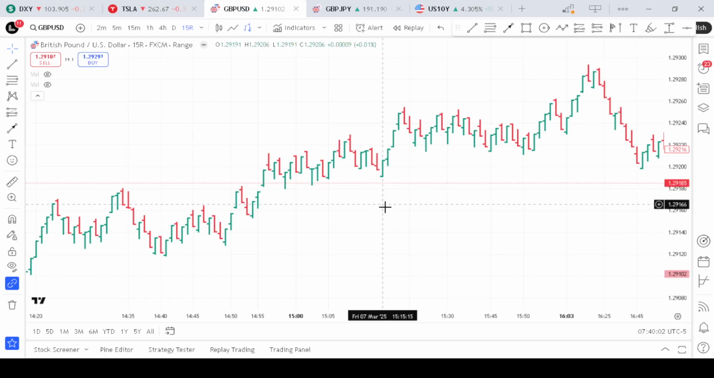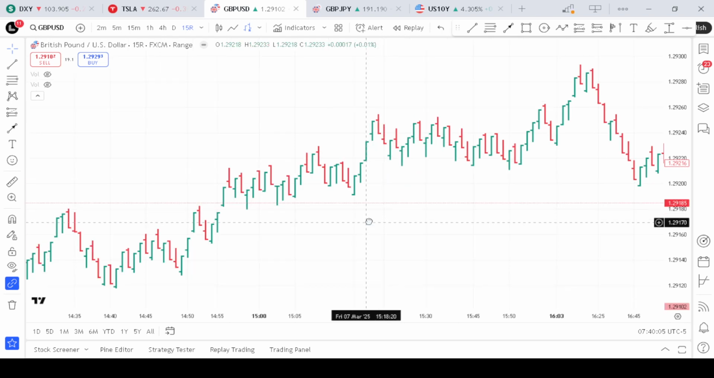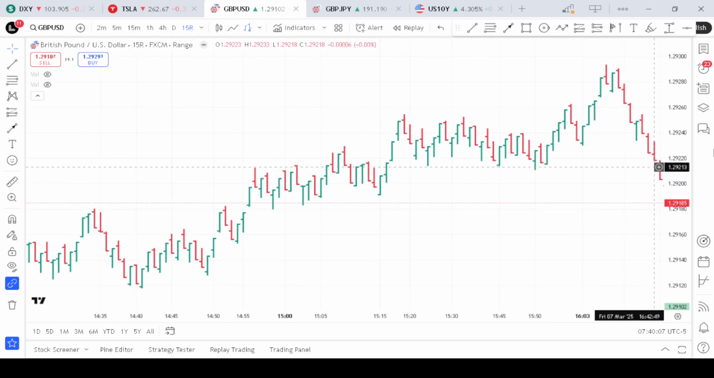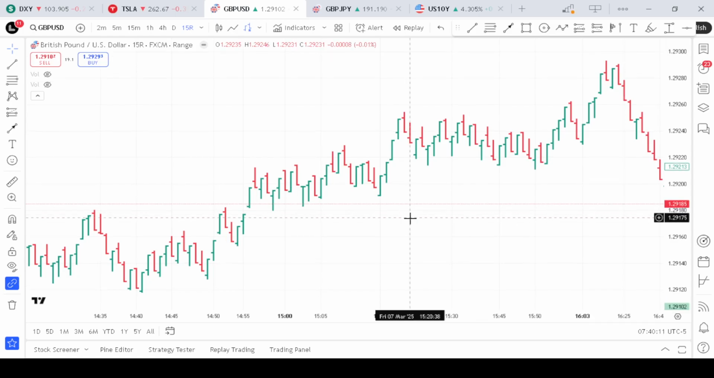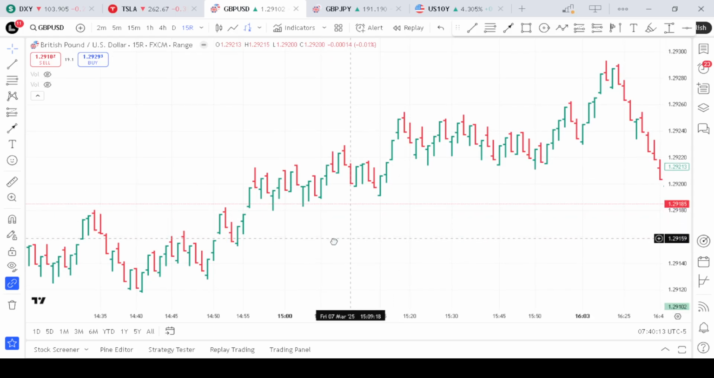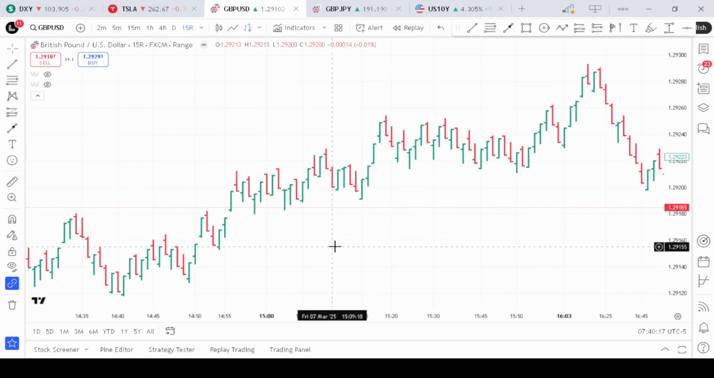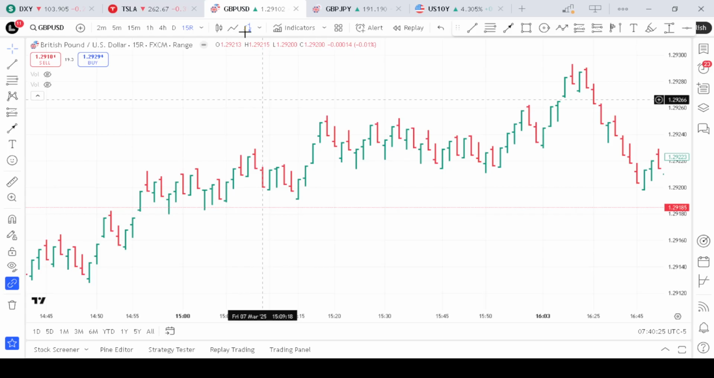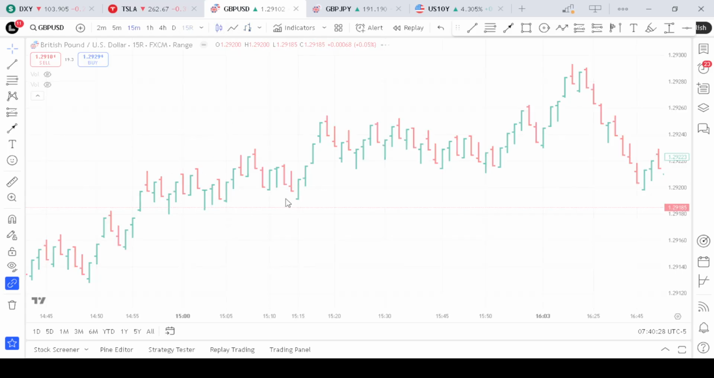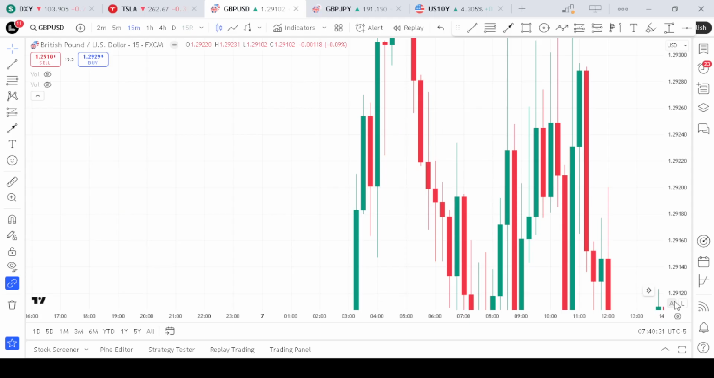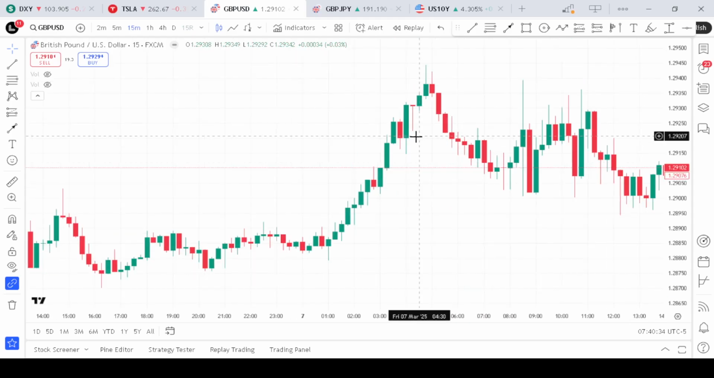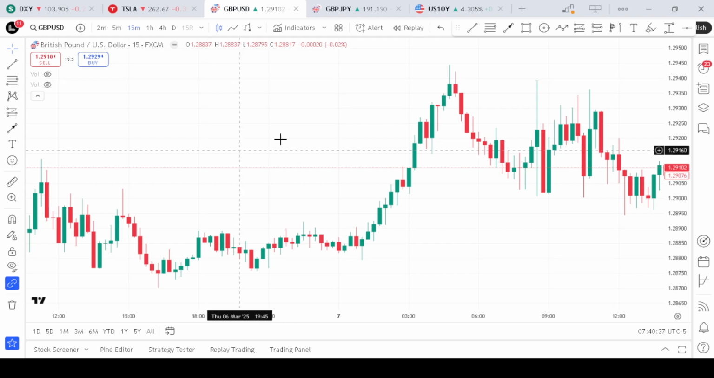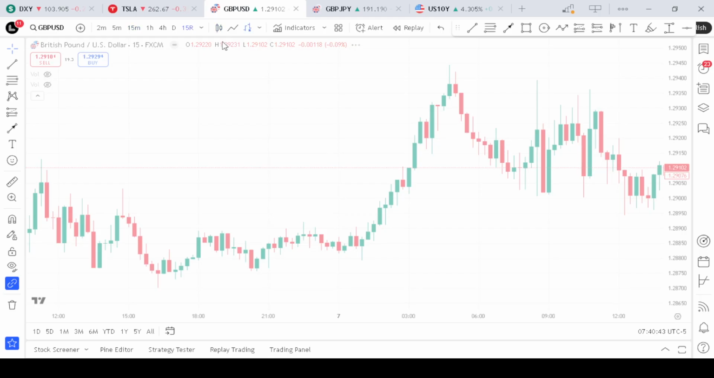Now, what are the range bars? The range bars are a unique type of chart that focuses on the price movement rather than time. Unlike traditional time-based charts, the range bar creates a new bar only when the price moves a specific amount, regardless of how long it takes. Now, this is the clear difference between the range bar and your normal candlestick bar. The range bar is quite different compared to your normal Japanese candlestick pattern. So this is what it entails.